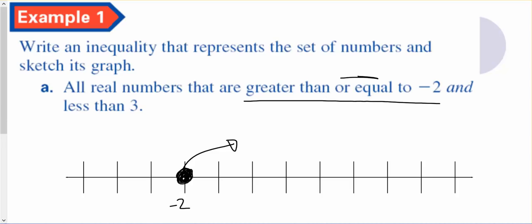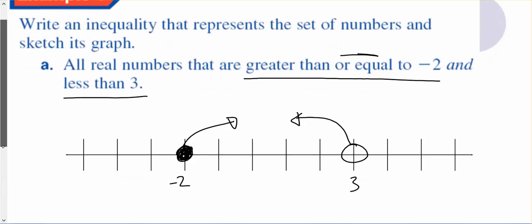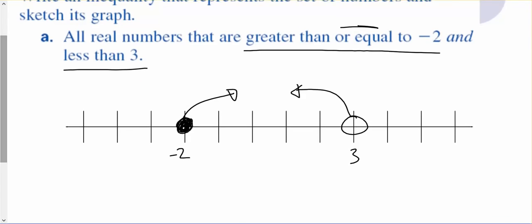And then it says and less than 3. So negative 2, negative 1, 0, 1, 2, and 3. And less than 3 doesn't have the equal sign, so I'm going to go open circle, and less than goes to the left.